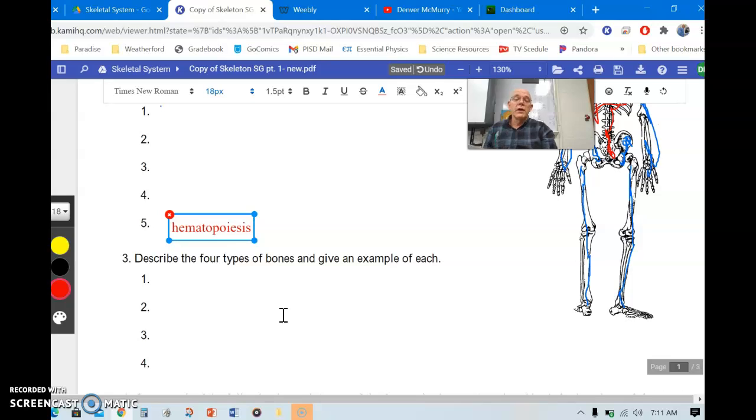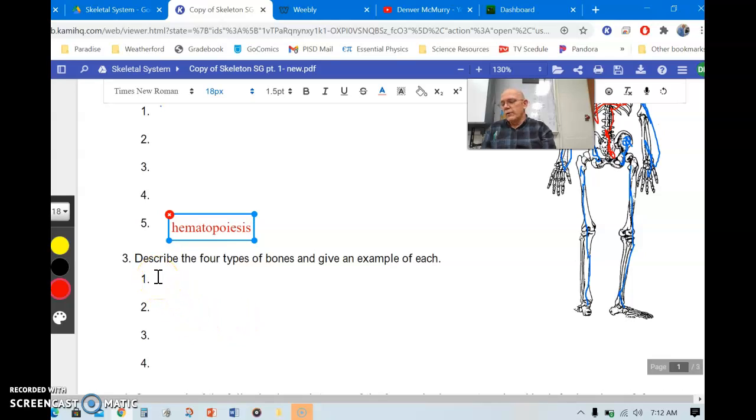All right, it's in the red bone marrow, so you tend to think, oh, well, the red marrow or myeloid tissue, so it's going to make red blood cells, but it also makes all the white blood cells. All the blood cells come from the red bone marrow. It just makes a lot more red ones, and that's why blood is red. All right, 4 types of bones.